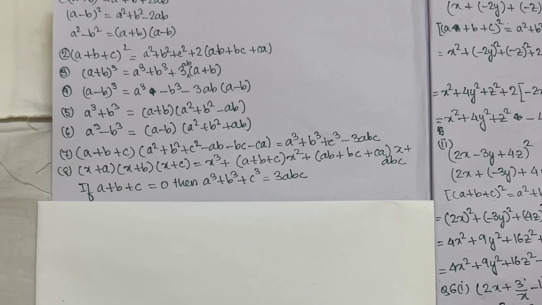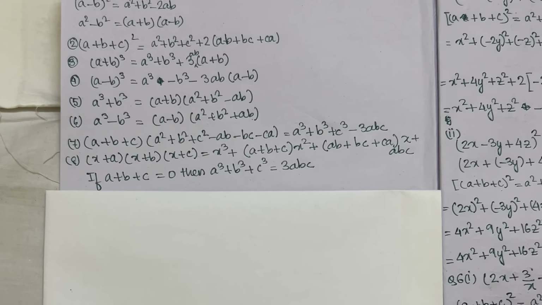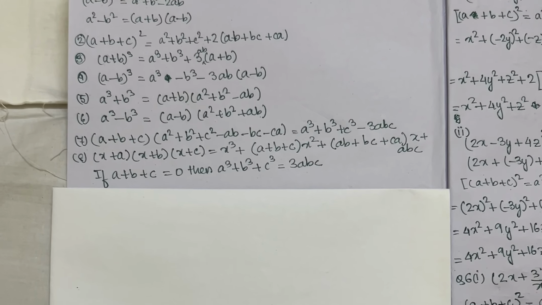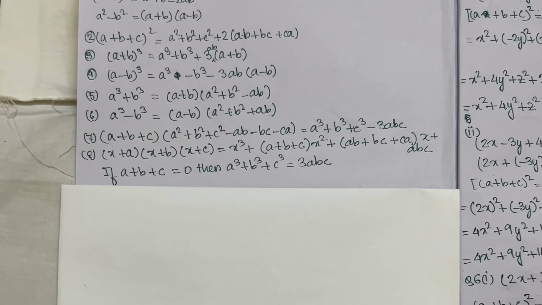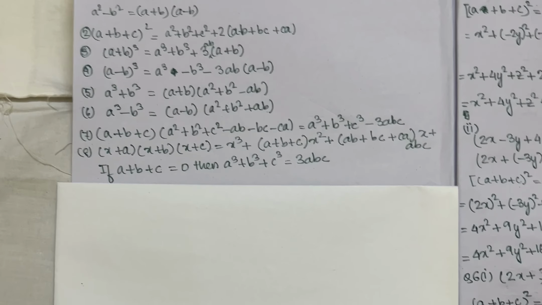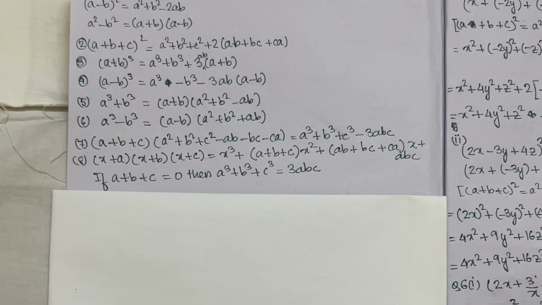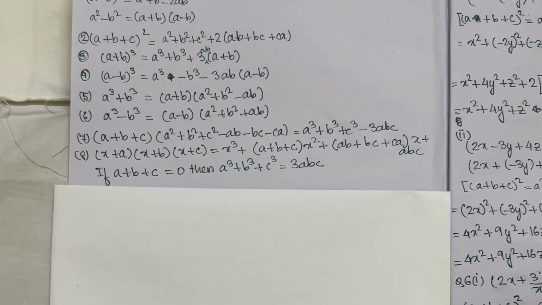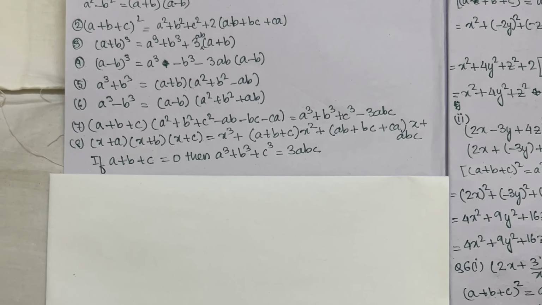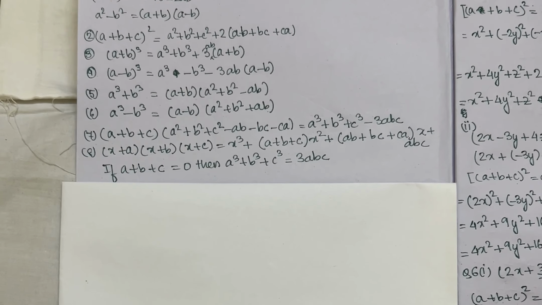Similarly for 4, that is (a minus b) whole cube, that is a cube minus b cube minus 3ab into (a minus b). Similarly here also you can multiply 3ab with (a minus b). Now 5, a cube plus b cube, that is (a plus b) into (a square plus b square minus ab). 6, a cube minus b cube, that is (a minus b) into (a square plus b square plus ab).